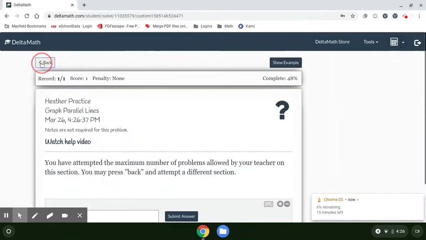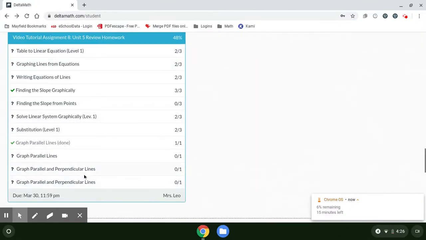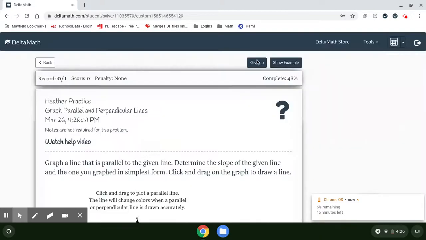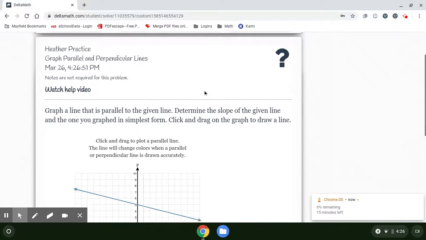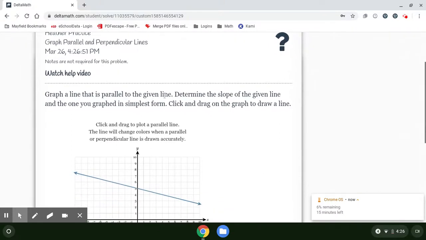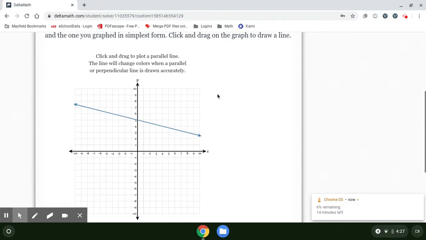All right, so I need to go back and pick the next section. And we're going to do one more different one. Graph parallel and perpendicular lines, it says, but it's really the same thing. It says graph a line that is parallel to the given line, determine the slope of the given line, and the one you graphed in simplest form. So I'm going to do the exact same thing again.